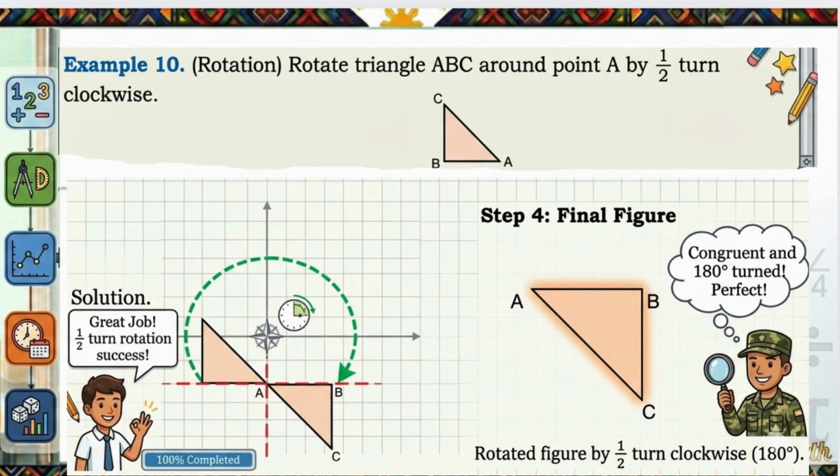Point 2. The pivot point, center of rotation, just like before, point A is our thumbtack. It's the center of rotation. Notice in the solution box that point A stays in the middle, while the rest of the triangle swings all the way around to the other side.